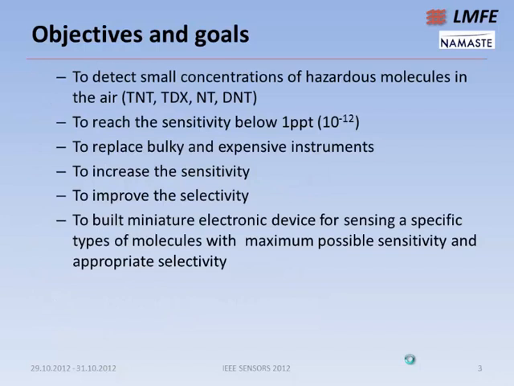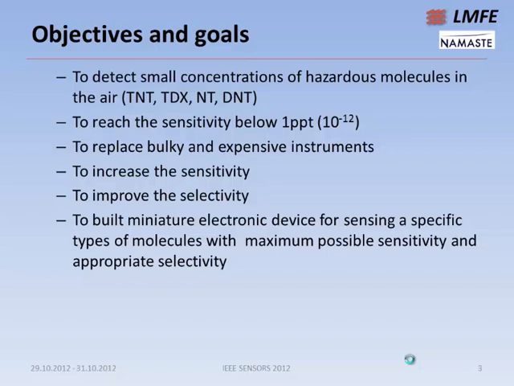So what are the objectives and the goals? Actually, we wanted to detect landmines. This was our main goal, and one of the financing parties was the Ministry of Defense of the Republic of Slovenia. We wanted to detect TNT, RDX, NT, and DNT in the air as vapor traces. And we wanted to reach sensitivity below 1 ppt, which means 1 molecule of explosive in 10 to the power of 12 molecules of air, gas, or whatever.